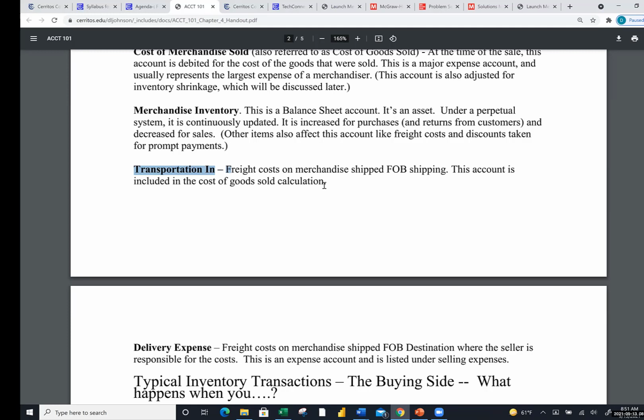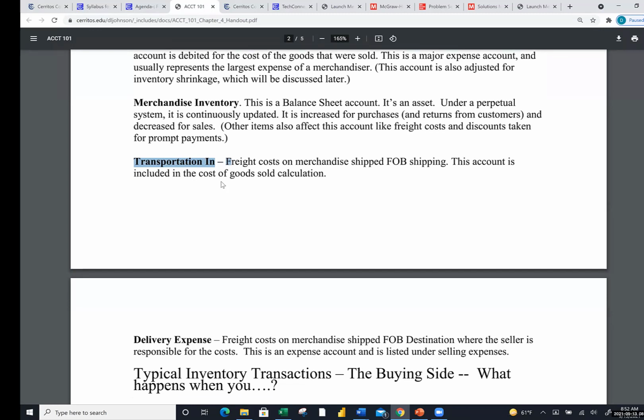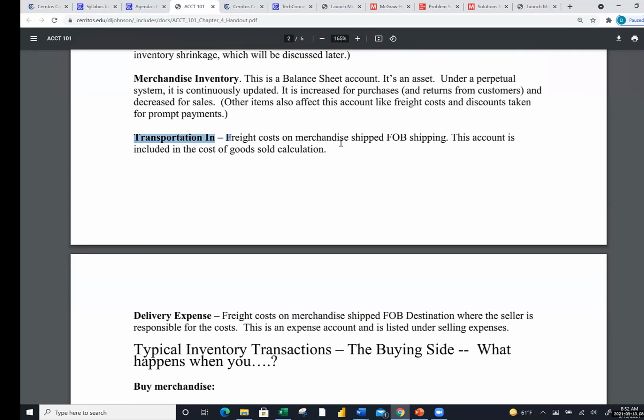Part of the confusion of this chapter is these freight terms. And if it confuses you in chapter 4, it's really going to give you some accounting challenges when we get to chapter 5 on inventory. So we're going to do an exercise just on transportation costs in a minute here. And by the way, FOB shipping is the most common shipping form. That is where the buyer pays the freight.